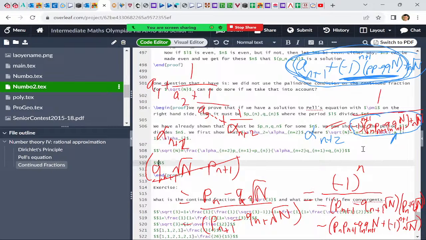Okay, so rearrange this. So rearrange this to get.